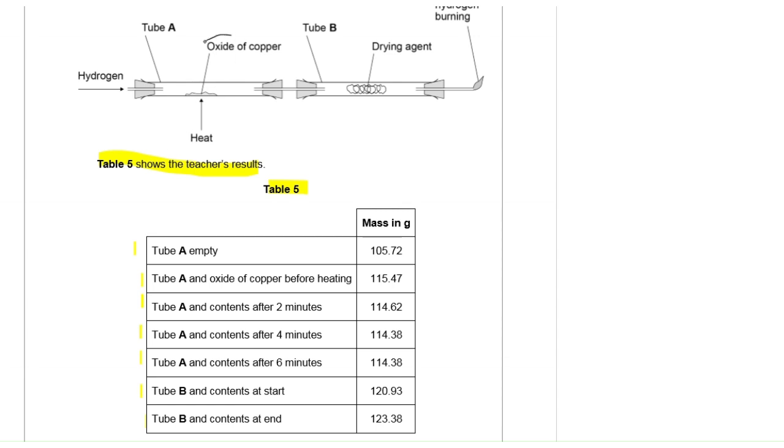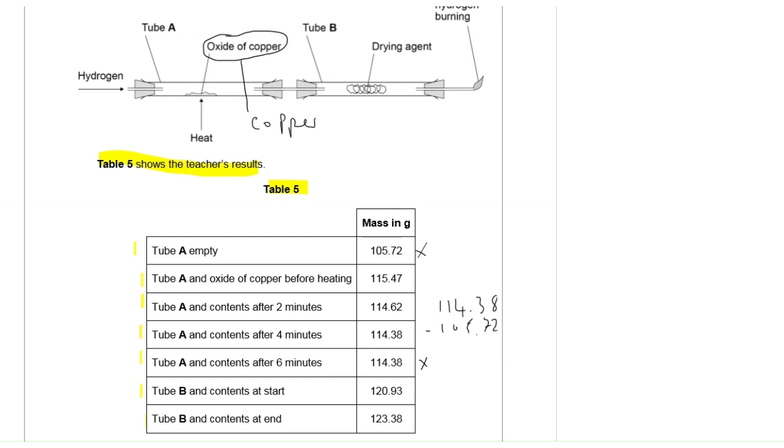So if we look at figure 10, tube A has started with copper oxide in it and now there's just copper. So if we look down the table, we're looking to try and find if we can work out the mass of copper, and we're going to find that by looking at tube A empty and tube A and contents after 6 minutes, because after 6 minutes the mass hasn't changed, so the reaction is finished, so it should be just copper. So on our calculator we need to crunch 114.38, take away 105.72.